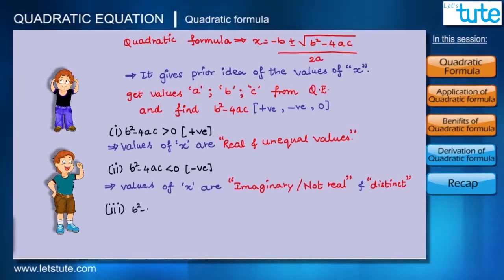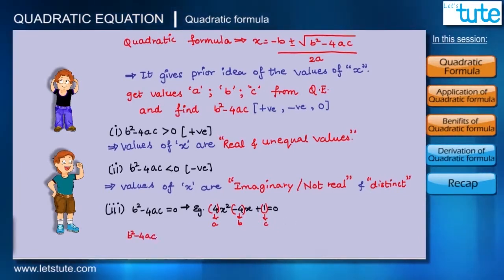If b square minus 4ac is 0, then what happens? Let's take an example. Quadratic equation 4x square minus 4x plus 1 equal to 0. So a is 4, b is minus 4 and c is 1. On finding the value of b square minus 4ac, we are getting it as 0.